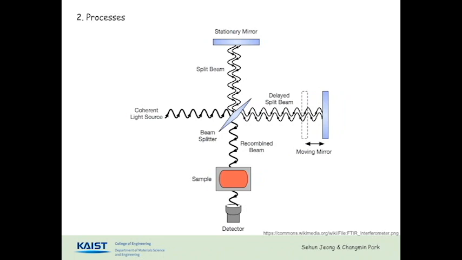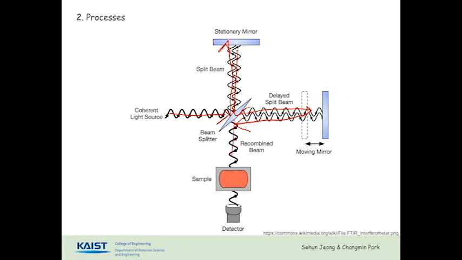Now let's take a look at how FTIR spectroscopy is done. An FTIR spectrometer generally consists of a source, interferometer, sample, and detector. First, the radiation is emitted from the infrared source. When this radiation propagates through the beam splitter, 50% of the radiation is refracted toward the stationary mirror, and the other 50% is transmitted toward the moving mirror. Each radiation is reflected by its mirror and recombined.